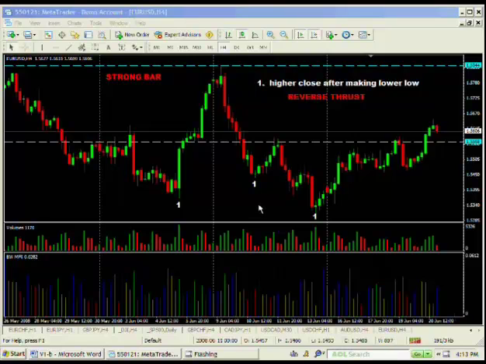Hello again. Now the first type of strong bar we're going to talk about is the reverse thrust bar. And the reverse thrust again makes a higher close after making a lower low. And I have some here at number 1 on the chart.